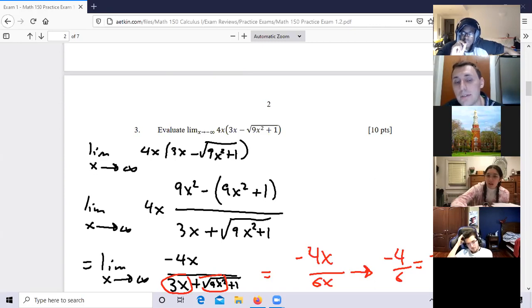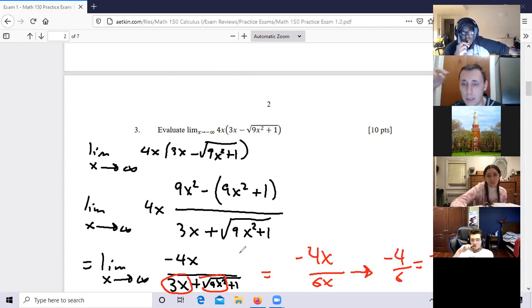Remember the think-inside-the-box method. Only the leading power is actually doing anything. So the root of 9x squared is really 3x. I look here and see what's the leading term of the denominator. It's 3x and another 3x. If you want, I can do it longer, but do you understand what I do, guys?